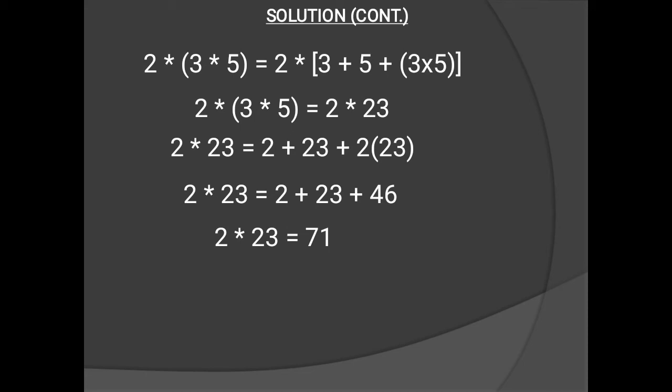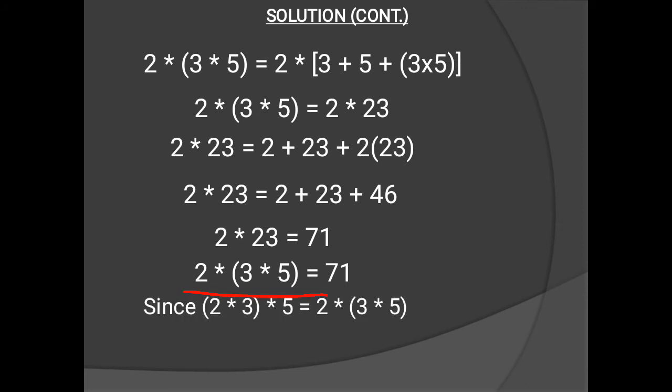So comparing these answers, 71 to the one we had, this one is 71. The one we had was also 71, meaning 2 operation 3 operation 5 is 71. That means that since 2 operation 3 operation 5 with the first 2 grouped is equal to 2 operation 3 operation 5 with the last 2 grouped, since they give us the same answer, that is 71, we say that the operation is associative.